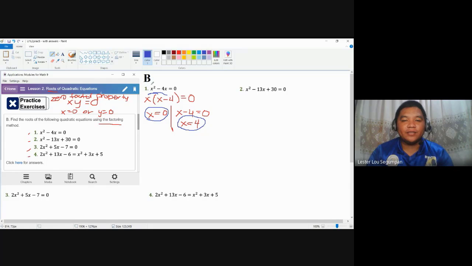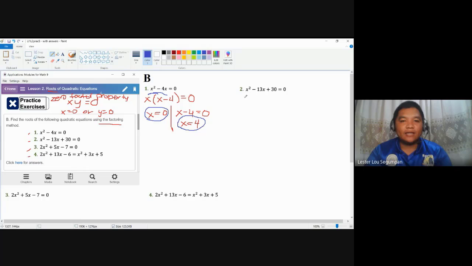Substitute this to the given expression. 0 squared is 0. Minus 4 times 0 is also 0. So 0 minus 0 will result to 0. How about 4? 4 squared is 16. Minus 4 times 4, which is also 16. So 16 minus 16 will result to 0. This means these are the roots of the quadratic equation number 1 using the factoring method.